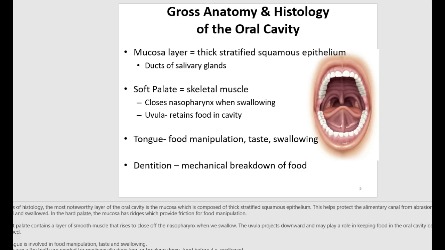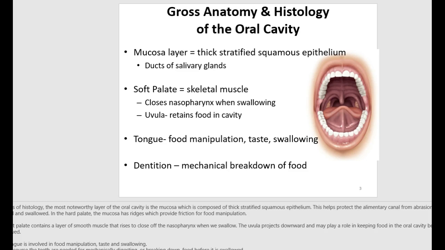The soft palate contains a layer of smooth muscle. This is important because it rises to close off the nasopharynx when we swallow so that food doesn't go into our nasal cavity. There's some debate about the function of the uvula. It projects downward at the back of the oral cavity. It may play a role in keeping food in the oral cavity before it's ready to be swallowed.